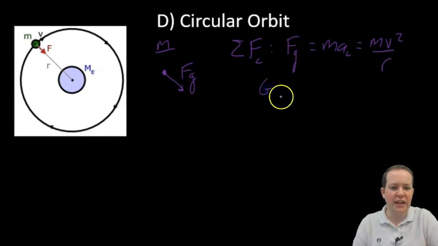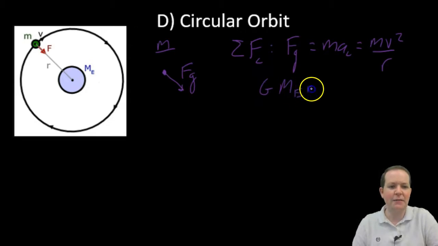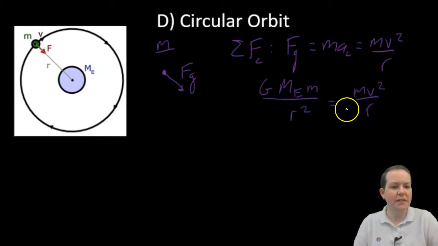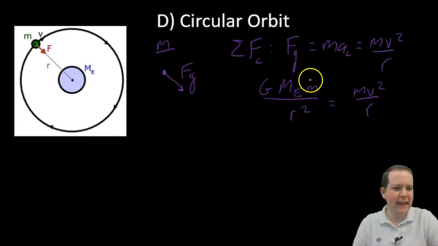Oh my gosh, it's G, the mass of the big thing, that's M_E, the mass of the smaller thing, that's just m, divided by R squared. That's equal to m v squared divided by R. Something maybe you notice, look at this. The mass of the thing that's orbiting, say, moon or satellite or astronaut, that actually cancels out.